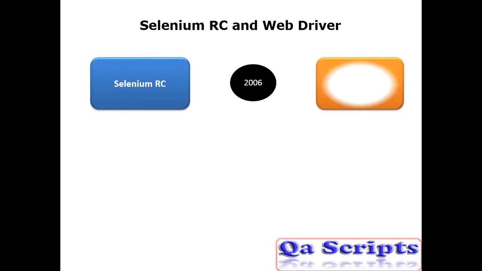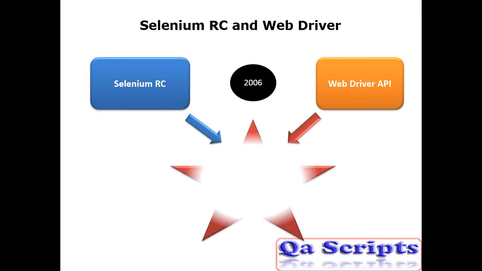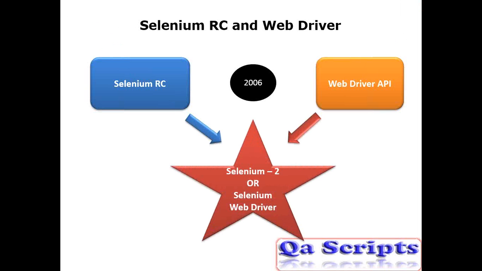started combining the RC and WebDriver APIs. Initially we were calling Selenium RC and WebDriver two different APIs. In 2006 they started merging, and they came up with another API called Selenium 2 or Selenium WebDriver. In the market we call that merged API Selenium 2 or Selenium WebDriver. So Selenium WebDriver is nothing but a merged API from Selenium RC and WebDriver.